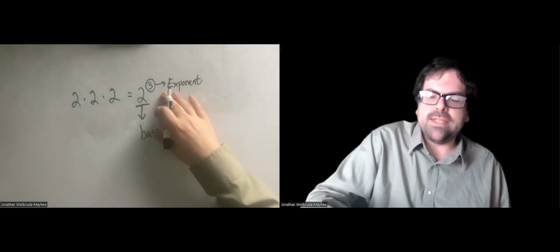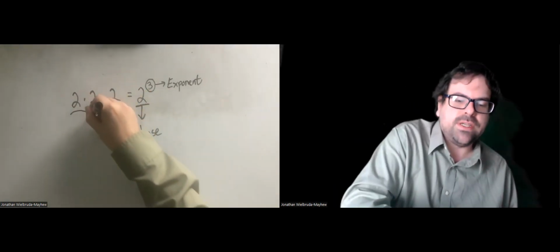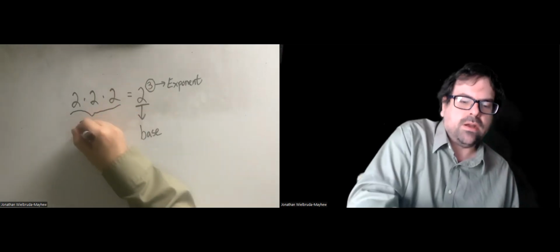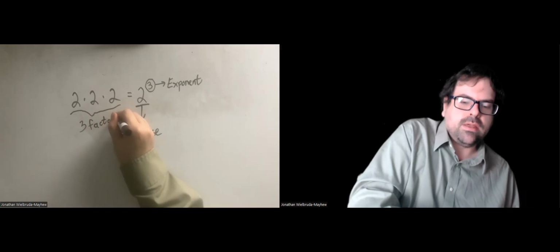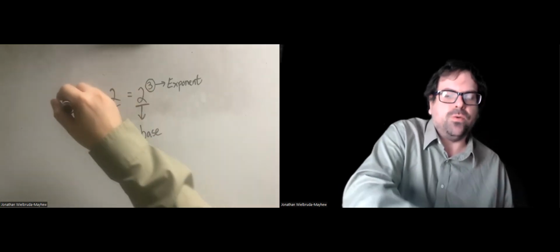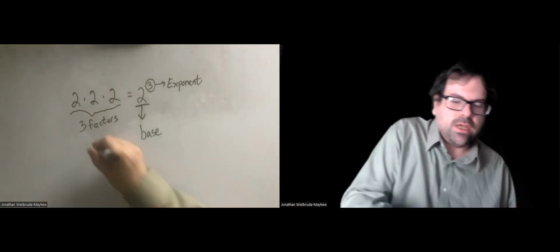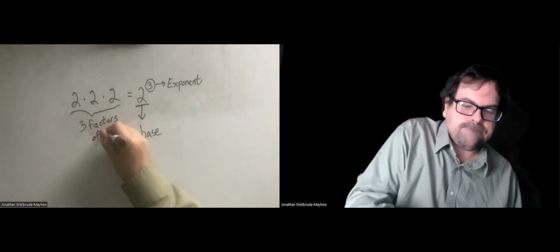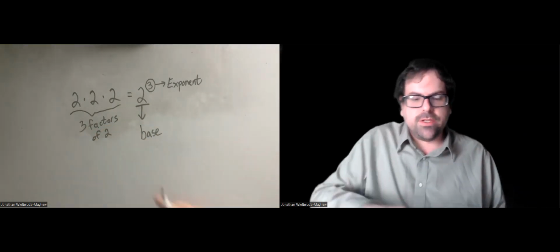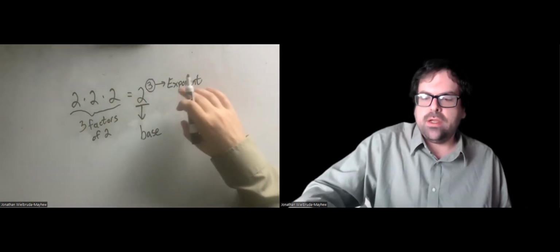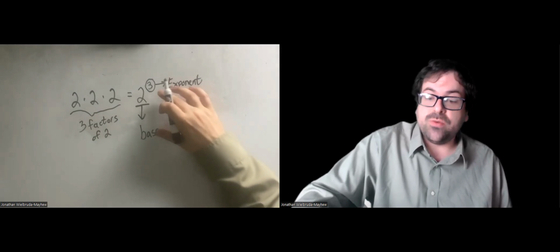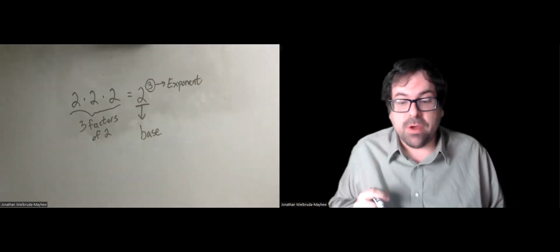So an exponent is a little floating number off to the top right of a base. And the exponent tells us how many factors of the base there are. We had 2 times 2 times 2, 1, 2, 3 factors of 2. So 2, the factor that's repeated, is the base. 3, the number of factors we have, is the exponent.